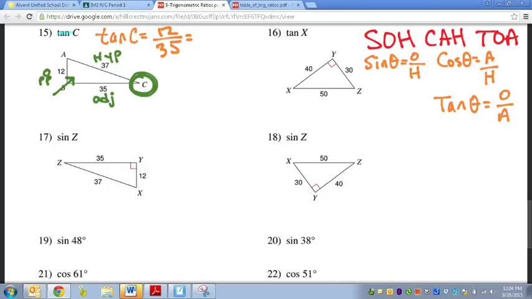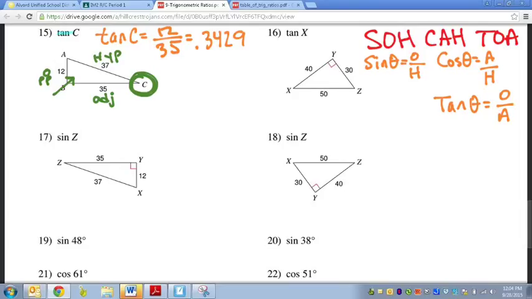And I get an answer of 0.3429. For this, I only need 4 decimal places, so that's called the 10,000th column. So tangent of C is 12 over 35, and again, if you divide those, you would get 0.3429.